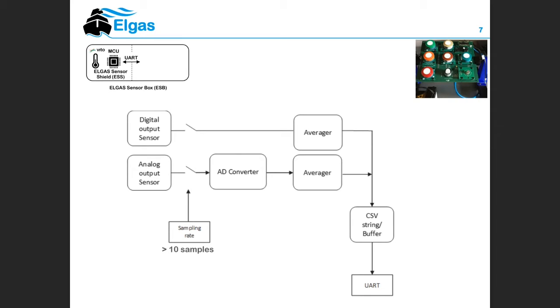Then the raw signals, the digital output or the analog output, are averaged from these multiple samples, and the microcontroller formats them in a standard CSV string, puts the data in the UART buffer, and communicates it to the rest of the system. So that's the algorithm behind the sensor shield and the reading of the sensors.